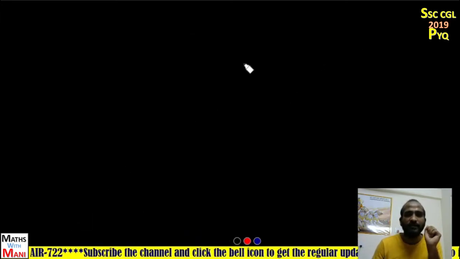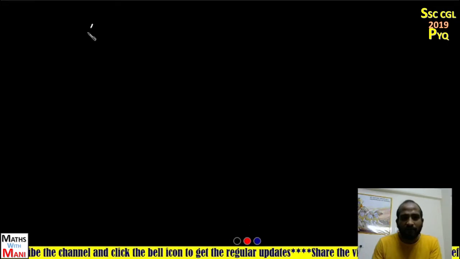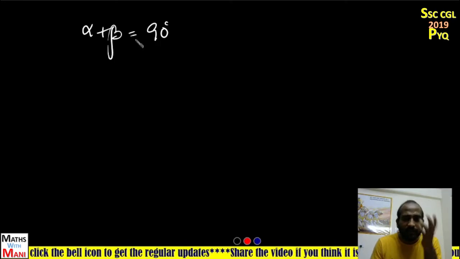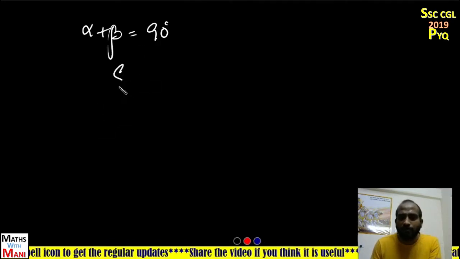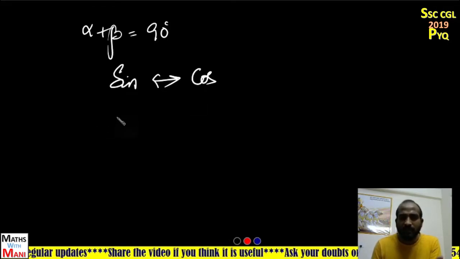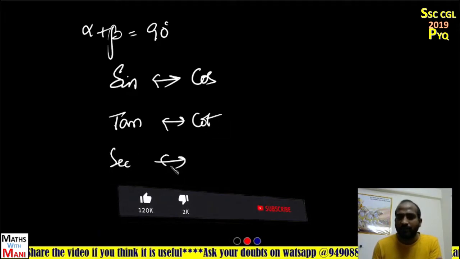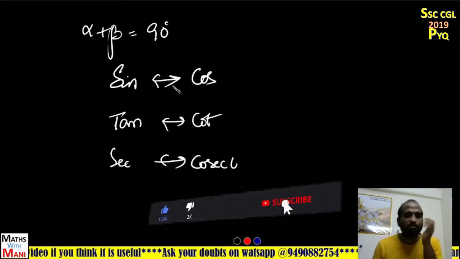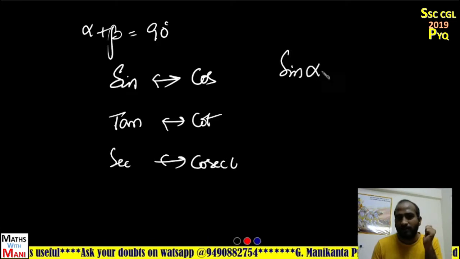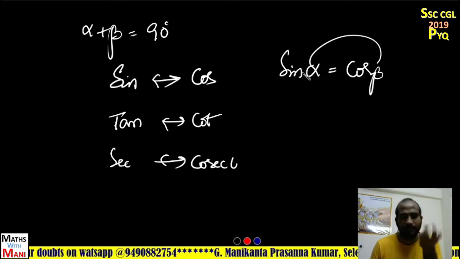Okay. Next one is complementary angles. Whenever alpha plus beta, the sum of two angles, is 90, those two angles are complementary. Tell me, what is the complementary trigonometric ratio for sine? Cos. What about for tan? It is cot. What about secant? It is cosecant. These trigonometric ratios are complementary to each other. Whenever sine alpha equal to cos beta is given, then alpha and beta are complementary. That means alpha plus beta is 90.